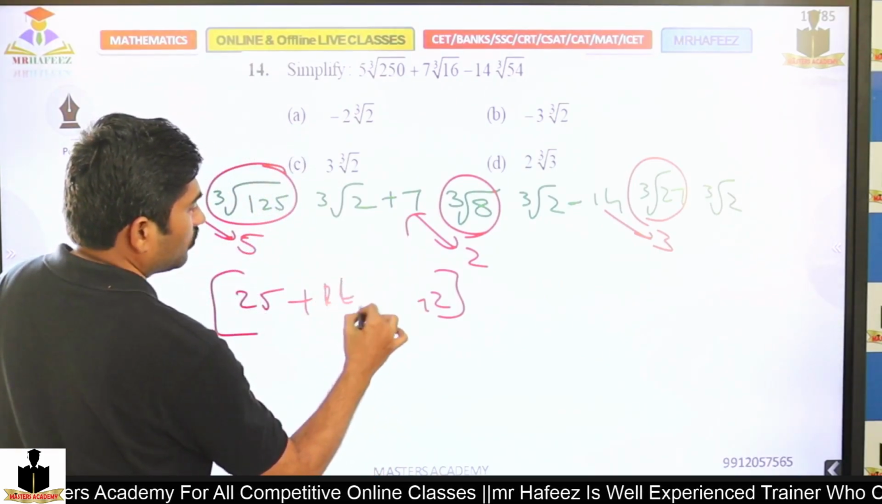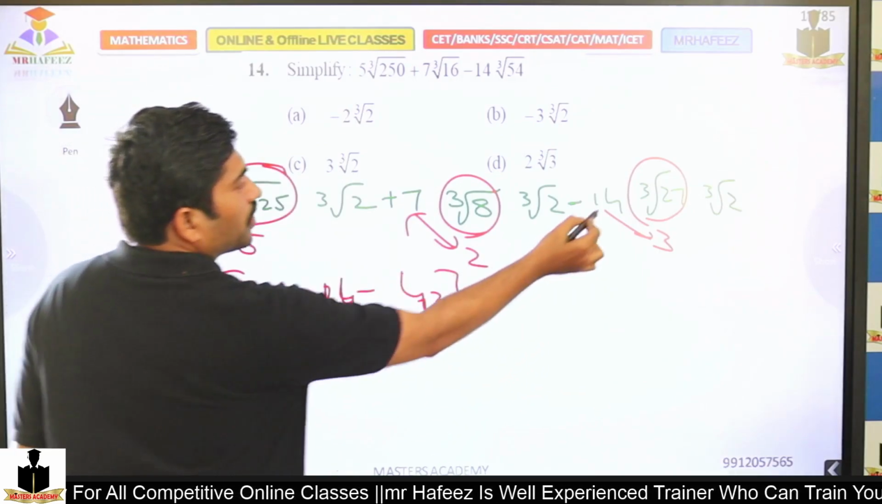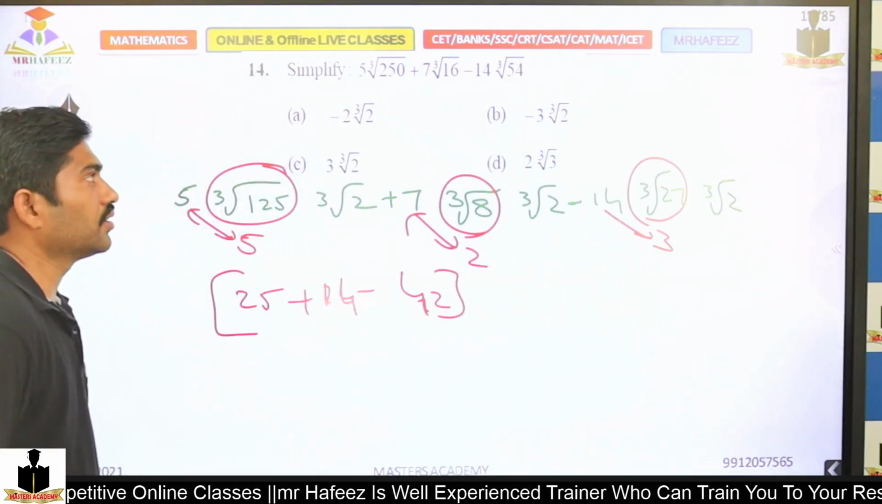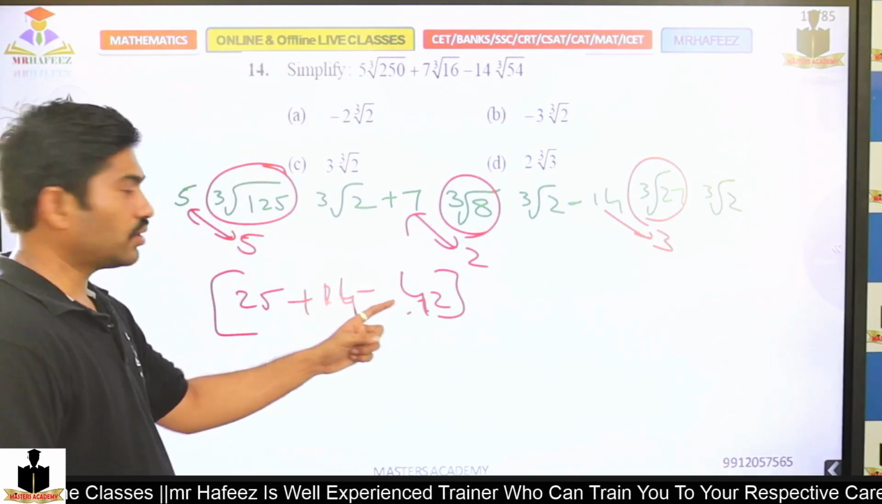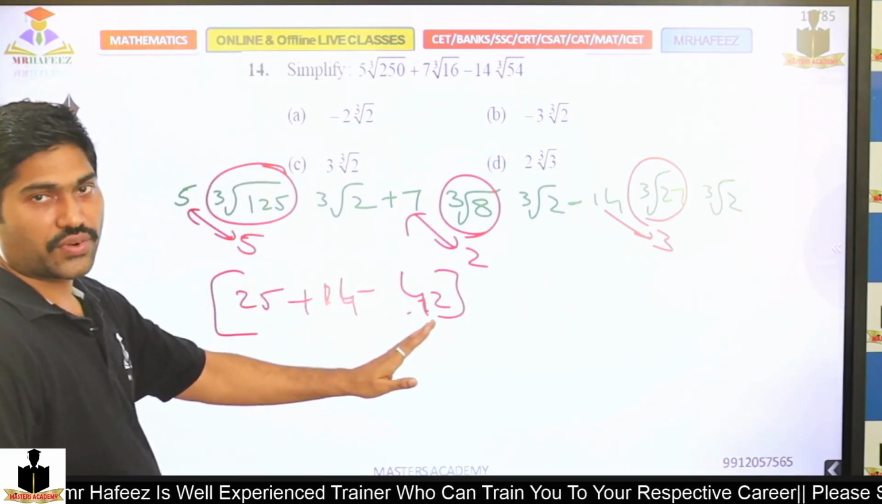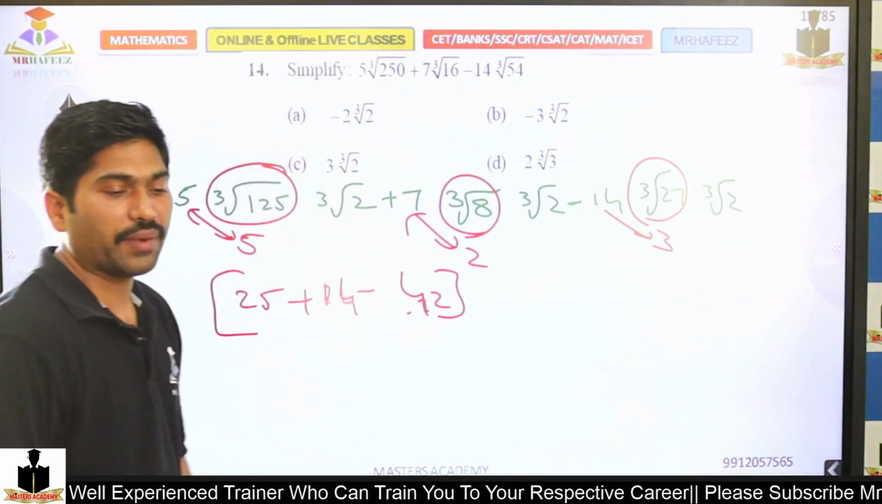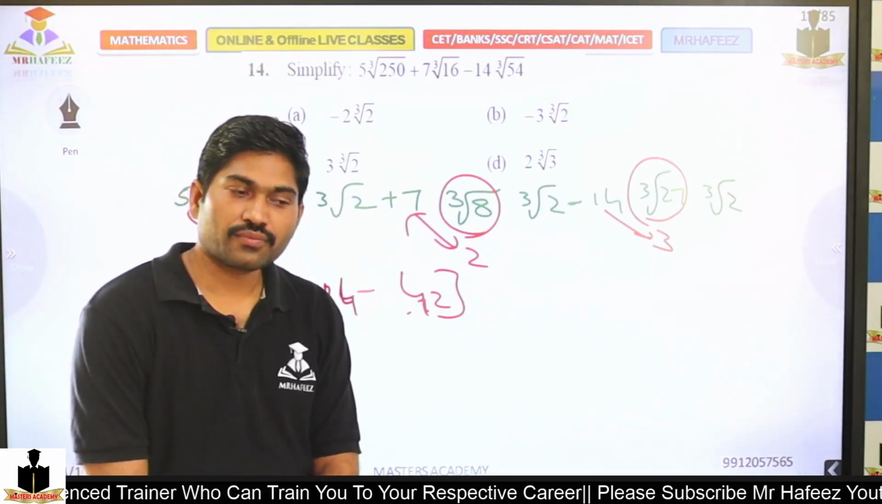It's 14 minus 42, because minus 14 into 3. So it's a minus 42, it's a plus 39, minus 42. What is the difference? Type your comment. Comment your answer.